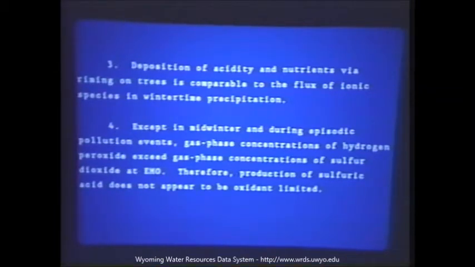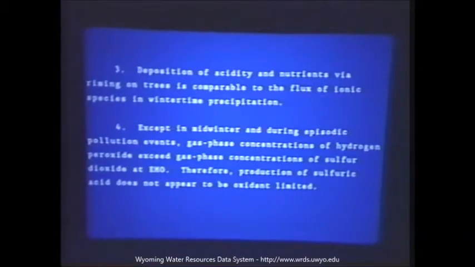And 3, deposition of acidity and nutrients. Now, when I say nutrients, I think it's something like ammonium or nitrate, something that might be limiting in a biological sense, via riming on trees is comparable to the flux of ionic species in wintertime precipitation. Now, this is just a result of the fact that concentrations are higher in cloudwater than in snow.